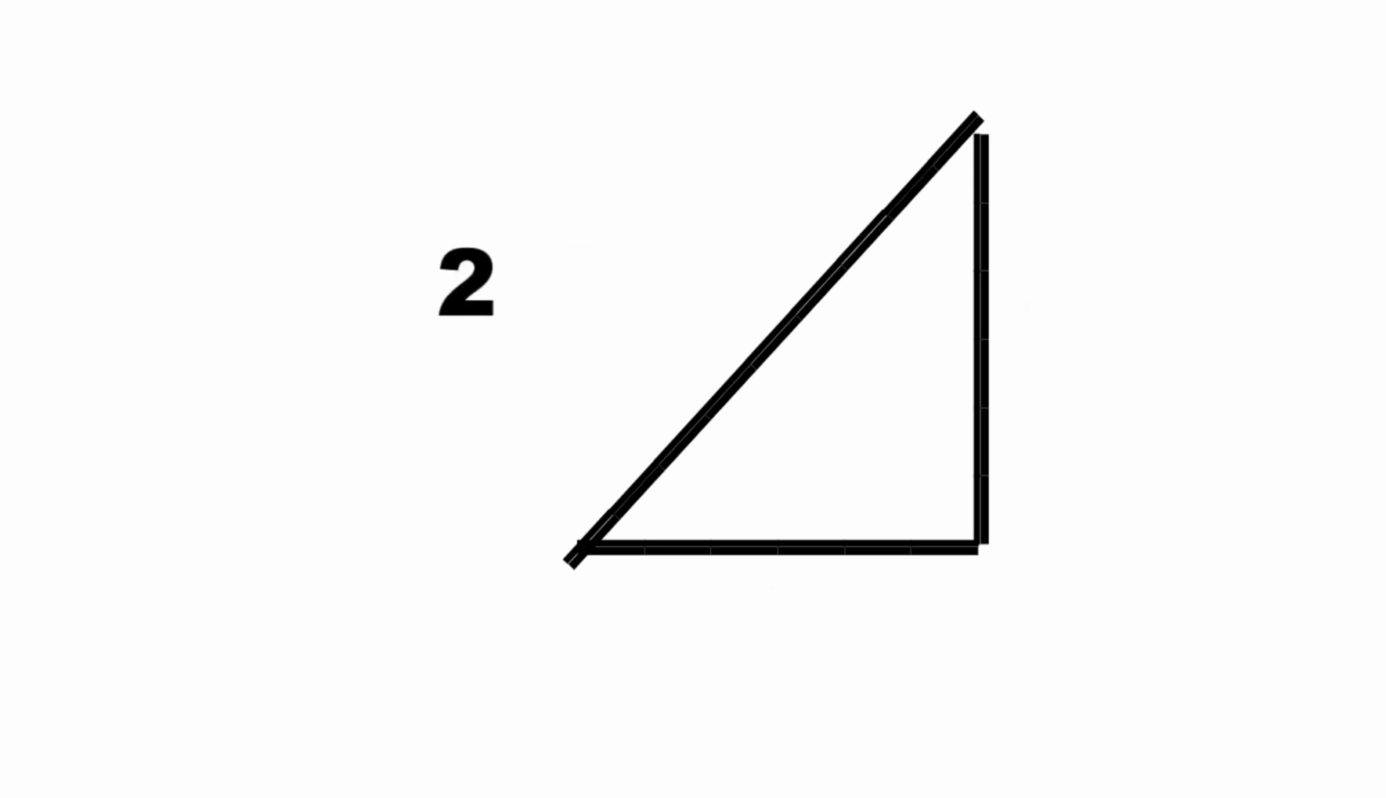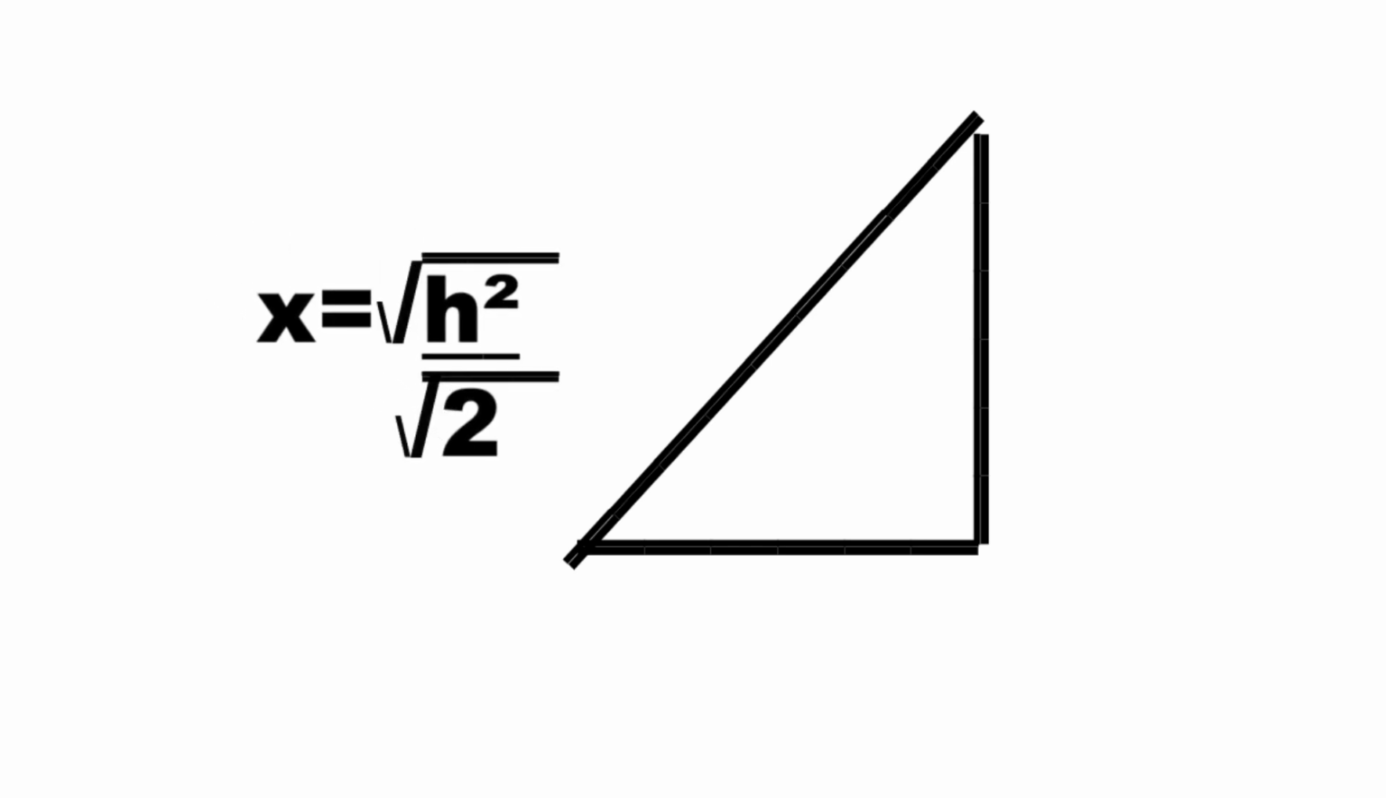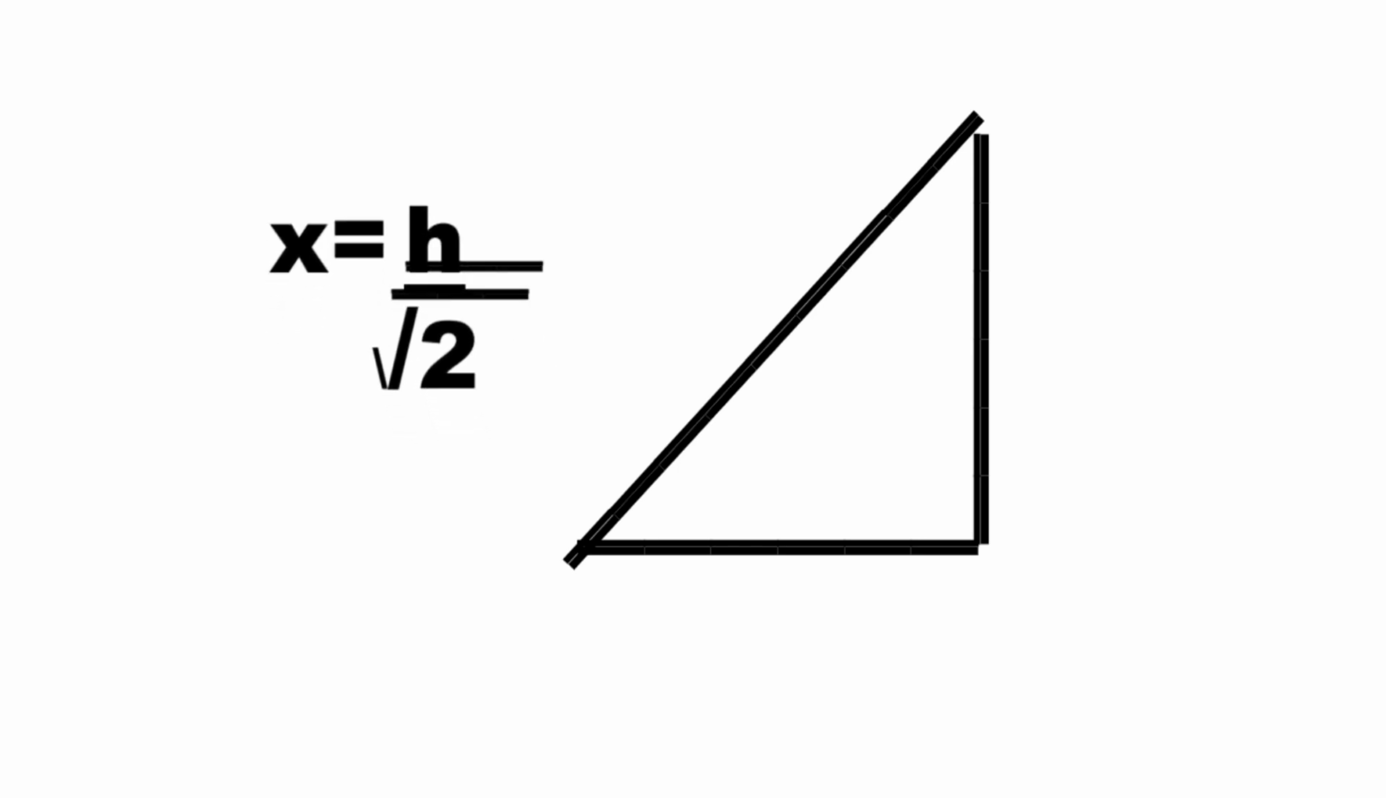Back to the equation, h squared is equal to 2x squared. Suppose we are given the hypotenuse but not the legs, so interchanging, we have 2x squared is equal to h squared. Transposing 2 to the right as divisor, x squared is equal to h squared over 2. Getting the square root, we have x is equal to square root of h squared over square root of 2, and it's equal to h over square root of 2.